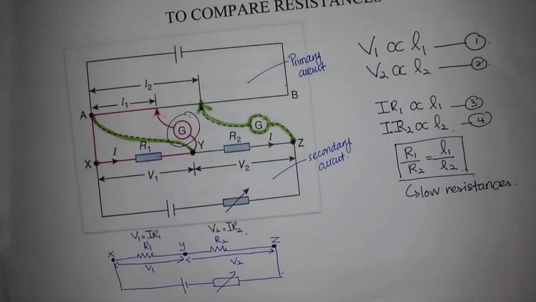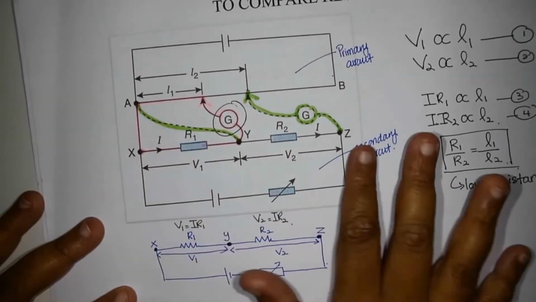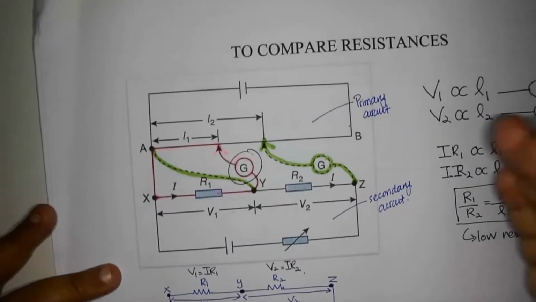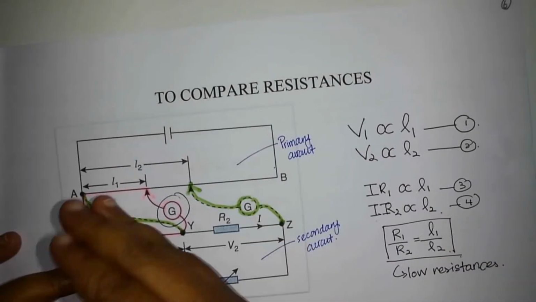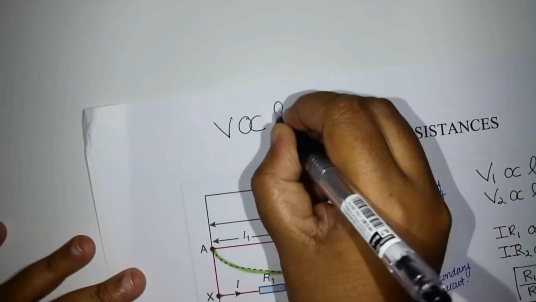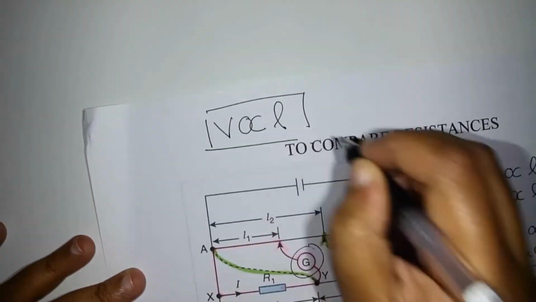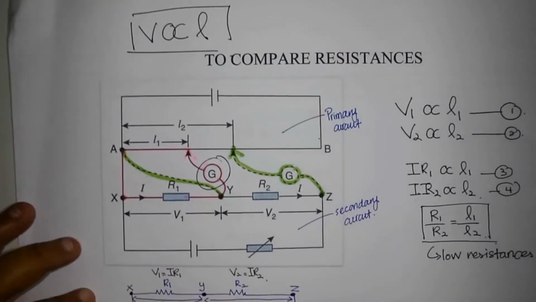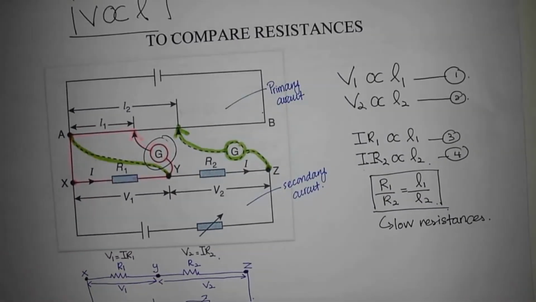Alright class, you notice now, once we know the working principle of the potentiometer, our secondary circuit can change. The important thing is the concept remains the same. So what is the concept? The concept is V is directly proportional to the balance length. That's all, class.